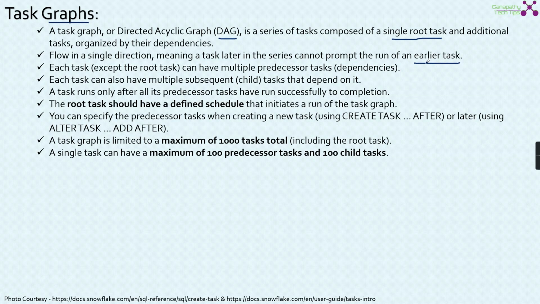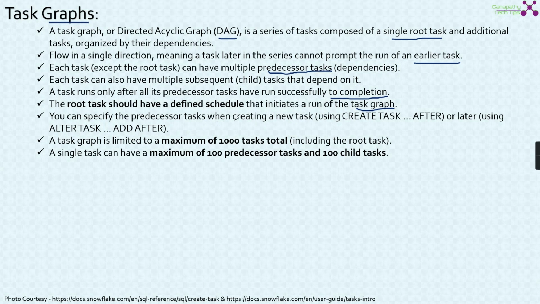So the flow goes in one direction alone, and each task except the root task can have multiple predecessor tasks. This we are going to see in more detail. Each task can have multiple subsequent tasks, meaning the child tasks that are dependent on it. A task runs only after all the predecessor tasks run successfully to completion. This is very important. The child task cannot run unless the parent task has completed. The root task should have a defined schedule that initiates the run of the task graph. So for any root task, we need to define the schedule.